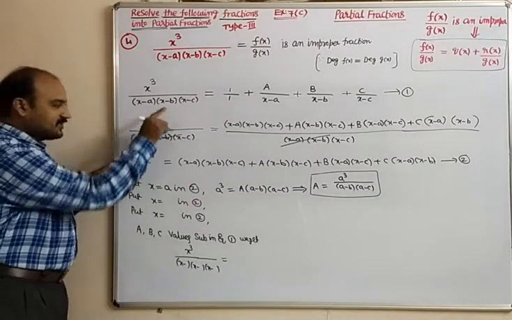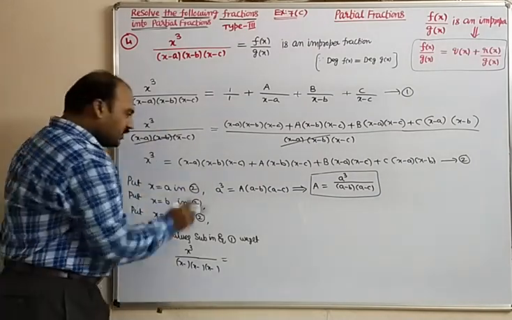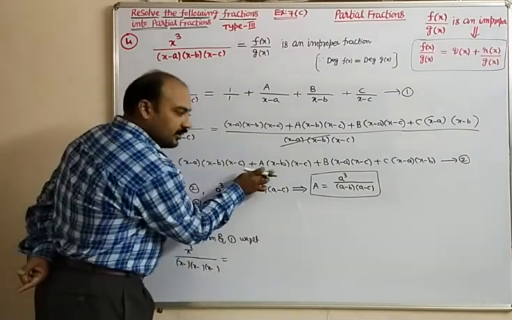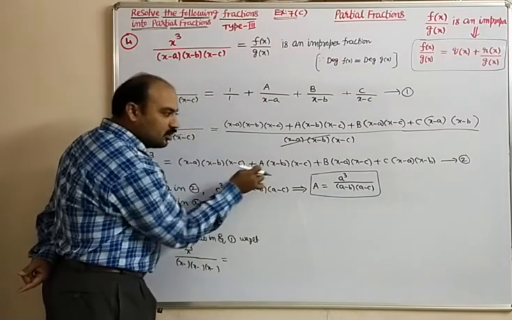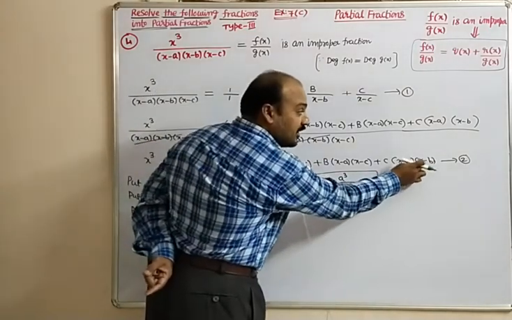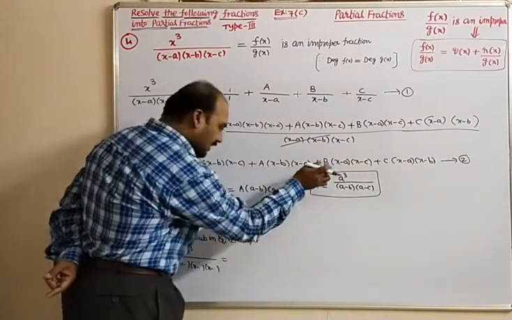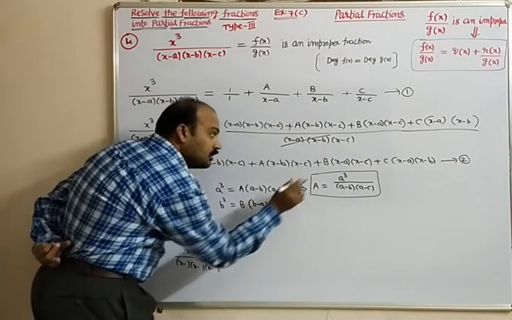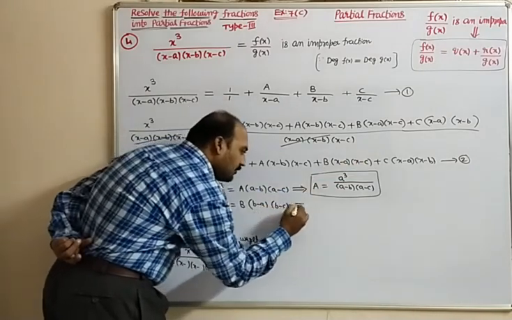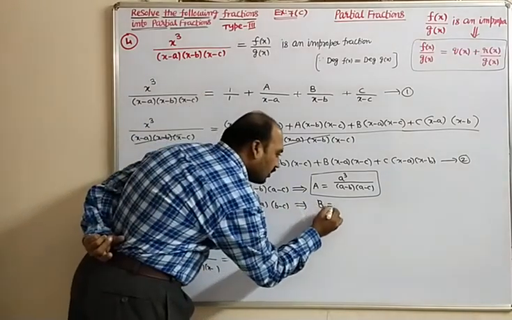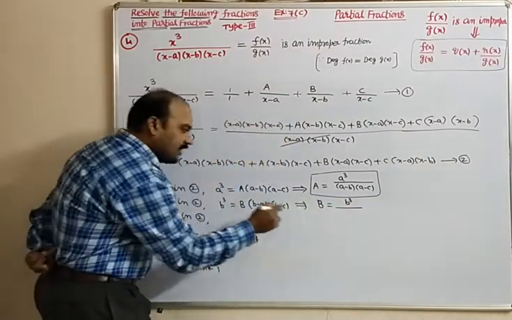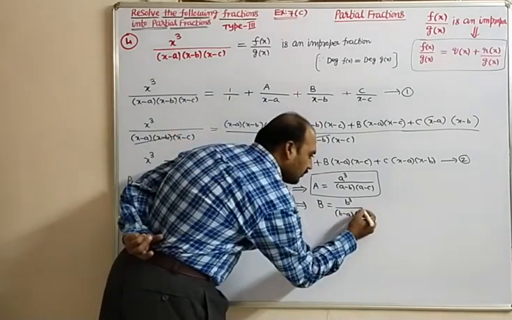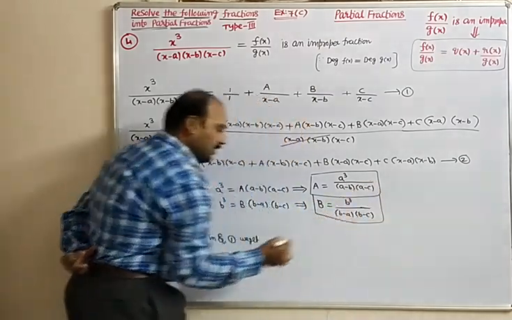Similarly, put x equal to b, the second factor, in equation 2. Anyway, the first term becomes 0. So we get b cube equal to, in this term also x equal to b, if substituted this value goes to 0. Here also x equal to b, b minus b is 0, and 0 times anything is 0. Except the second term, capital B into (b minus a)(b minus c). From this, capital B equals b cube divided by (b minus a)(b minus c). This is the value of capital B.